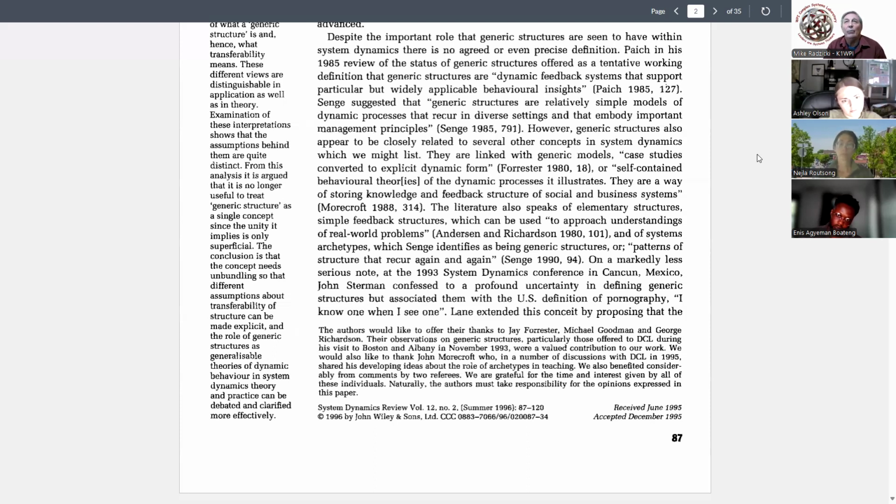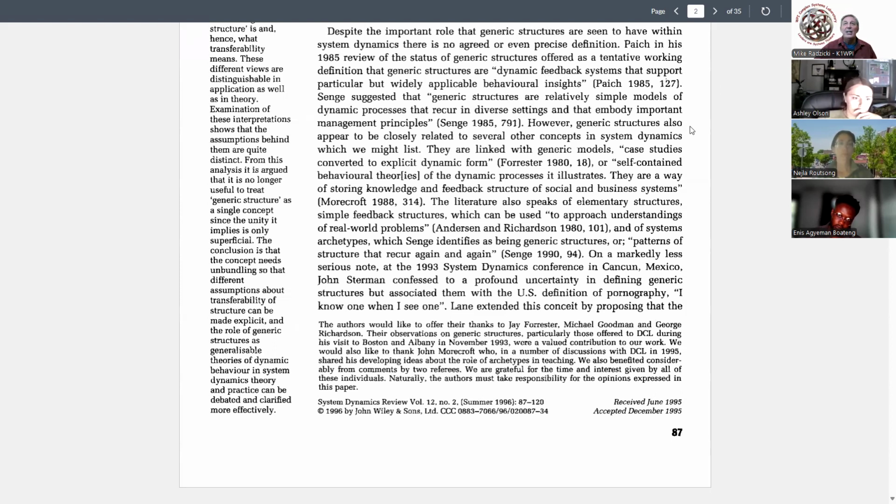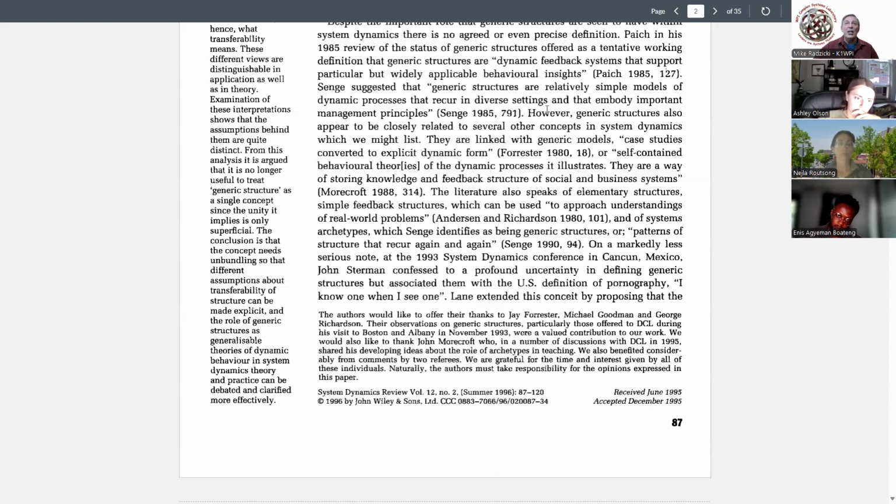He offers as a tentative working definition that generic structures are dynamic feedback systems that support particular but widely applicable behavioral insights. Senge, there's Peter, suggests that generic structures are relatively simple models of dynamic processes that recur in diverse settings and that embody important management principles. So a lot of these people are coming from the business school point of view.